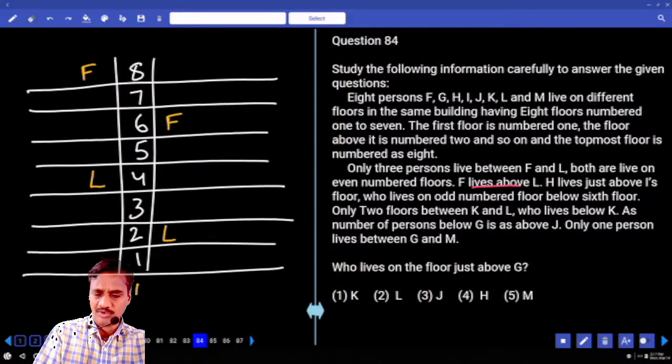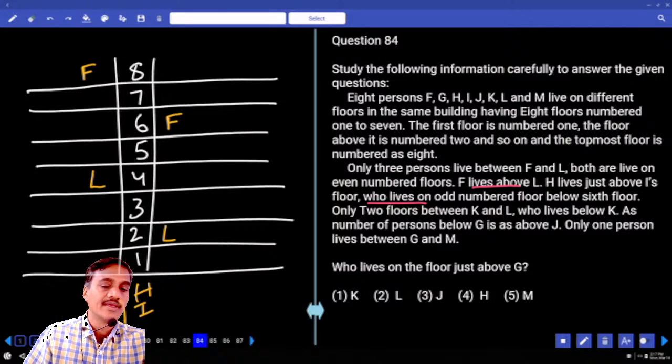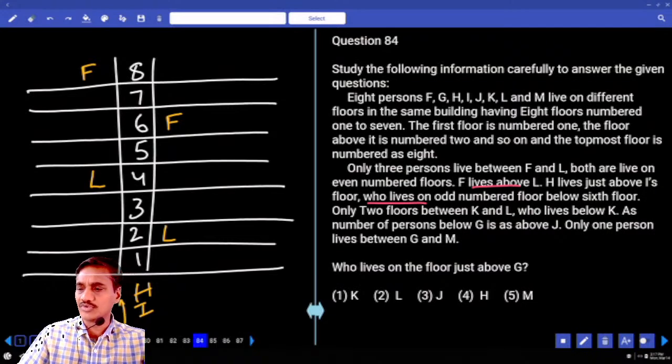H lives just above I. H is just above I's floor. Who lives on an odd number floor below 6th floor? Now, I lives on an odd number floor below 6th floor. Then tell me, where can we have this I? Below 6th floor, odd number floor, and H lives just above I's floor.